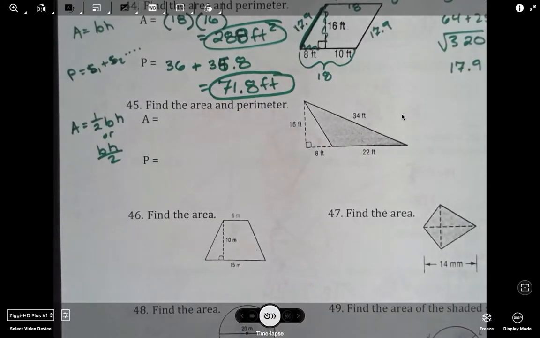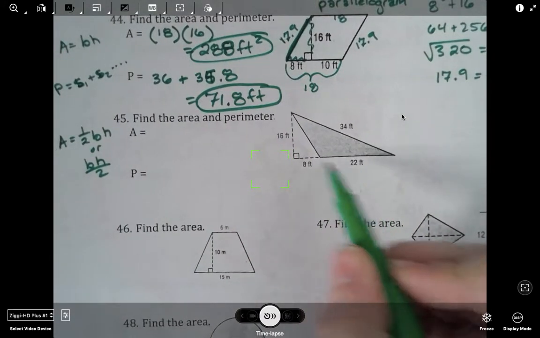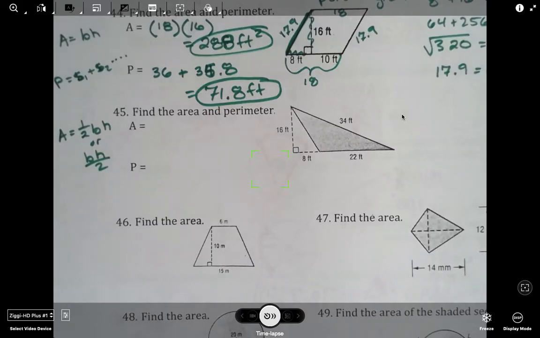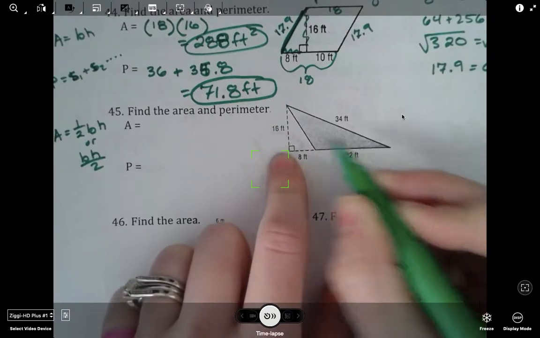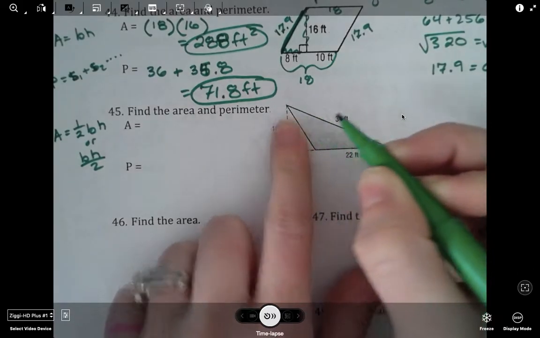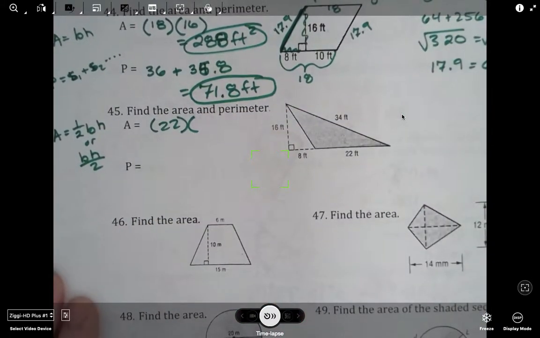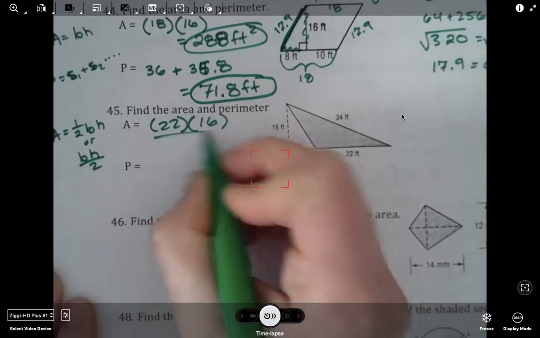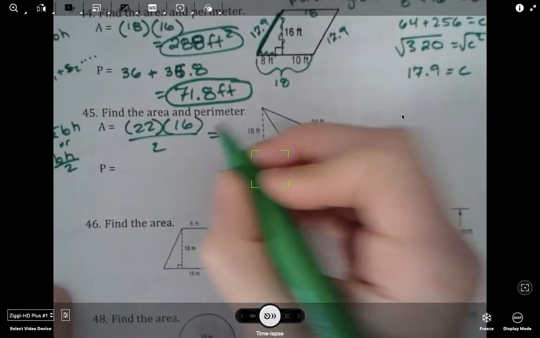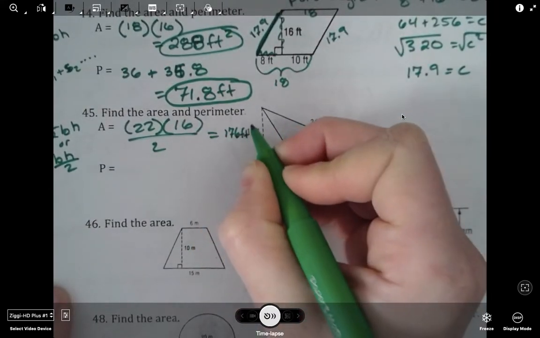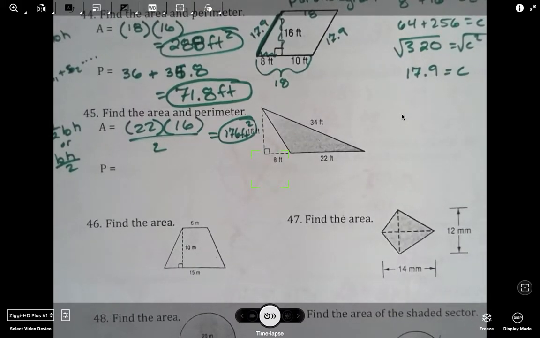What is the base of this triangle? Is it 30, the 8 and the 22 together, or is it just 22? It is just 22. If you say 30, that would be as though this thing was entirely filled in, but this piece is missing off the corner of it. So the base is only 22. The height is 16, and you divide that by 2. 22 times 16 divided by 2 is 176. 176 feet squared. That's the area.